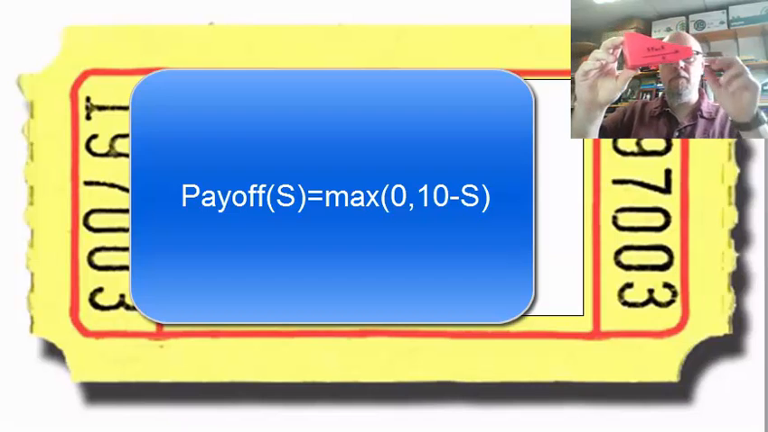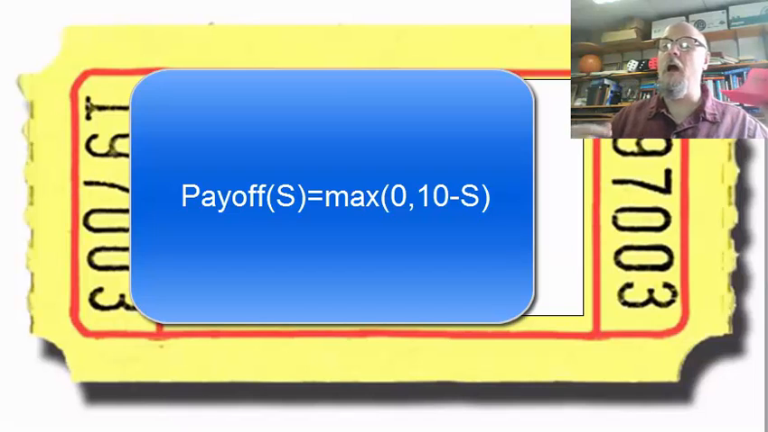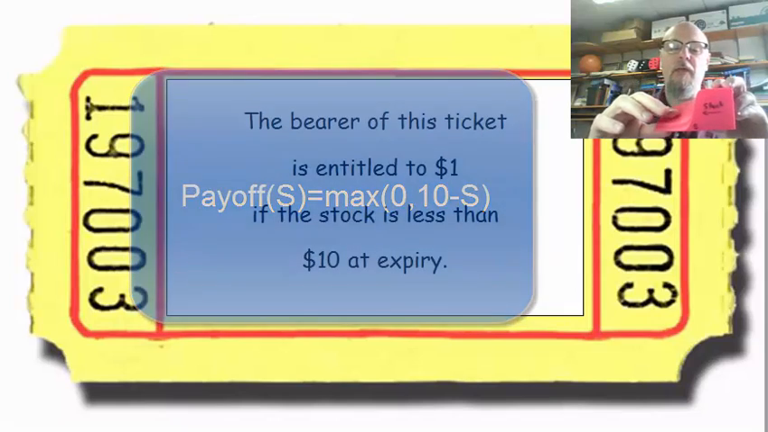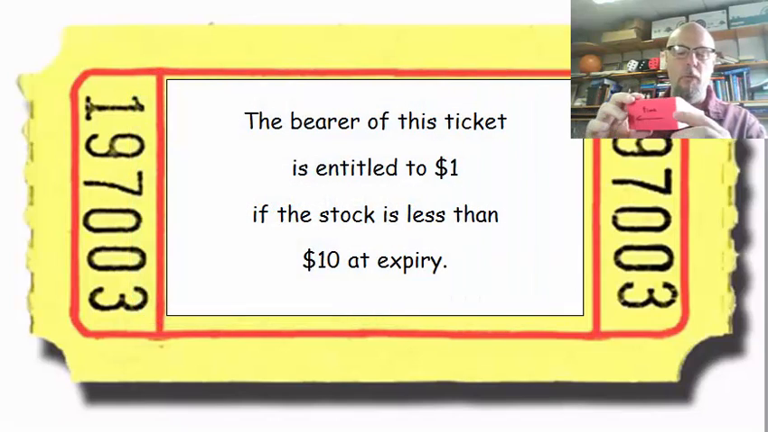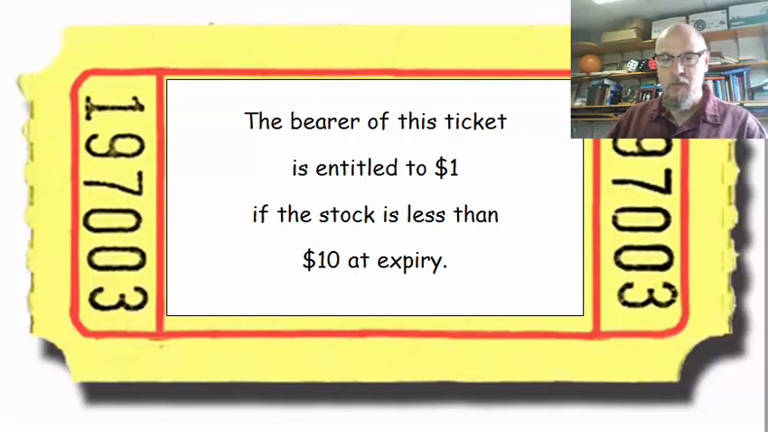This print is supposed to represent a binary put. The value of a binary put is a function of what the stock is worth and how much time is left until expiry. What's a binary put? Well, take a look at this ticket.